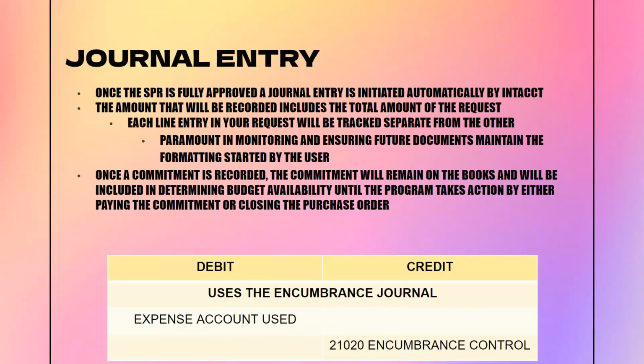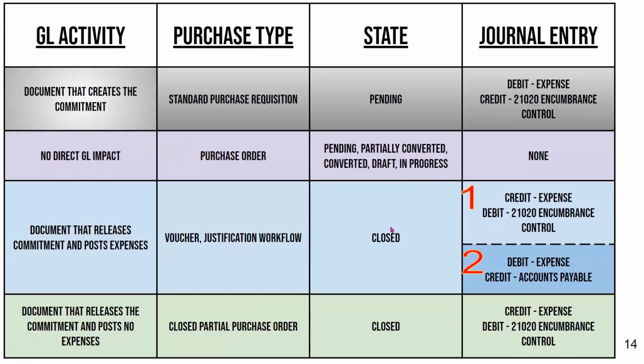And then just to rehash what the journal entry looks like, there it is again. When we get a requisition approved, the encumbrance journal has an entry posted which debits the expense account we're using, and it's going to credit an account called encumbrance control. And then here's the table of the whole requisition workflow. The purchase requisition is the document that creates a commitment. Once the state says pending, there's that journal entry. When we convert a requisition into a purchase order, there is no effect on our general ledger.